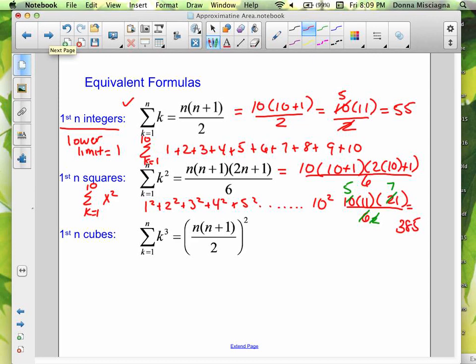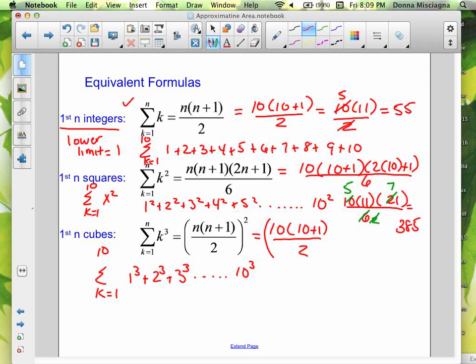And then the first n cubes. Let's again just keep with 10. So if we wanted to add up the first 10 cubes, we could add up 1 cubed and 2 cubed and 3 cubed, all the way till we got to 10 cubed, and add those all up. Or, a little shorter, we can use a little formula here. We can find the same value simply by taking 10 times (10 plus 1), all divided by 2, and squaring it. And this will give us the sum of the first 10 cubes.